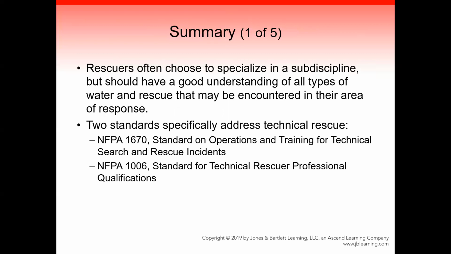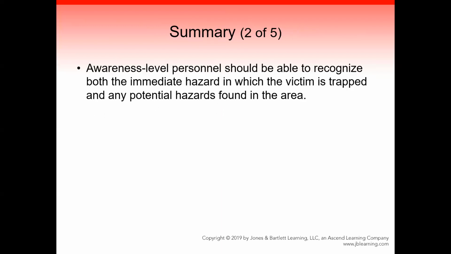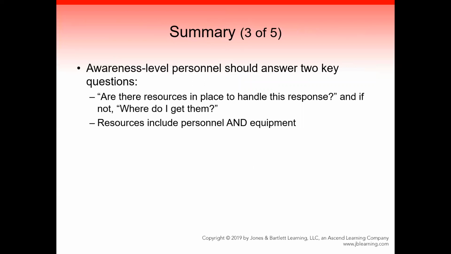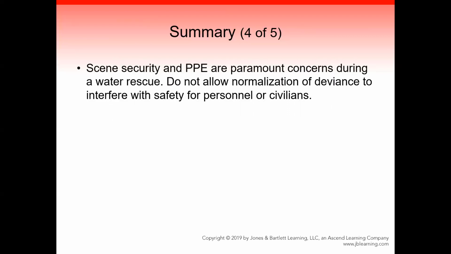So in summary, we talked about the different disciplines. We talked about the NFPA standards that address technical rescue, 1006 and 1670. We also talked about how awareness level personnel should be able to recognize both the immediate hazards in which the victim is trapped and any potential hazards found in the area. We found out that awareness level personnel should answer two key questions: Are there resources in place that can handle this? Or if there are not, where do I get them? Resources include personnel and equipment.